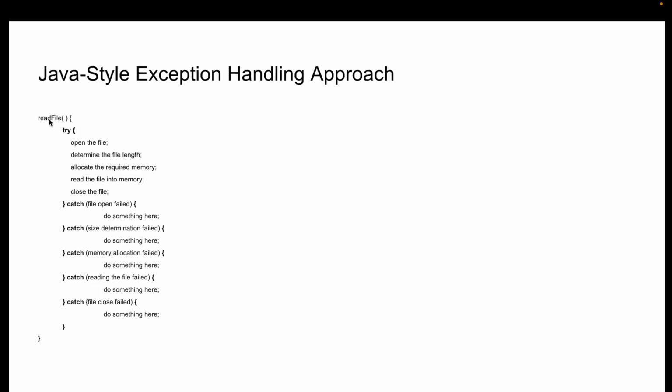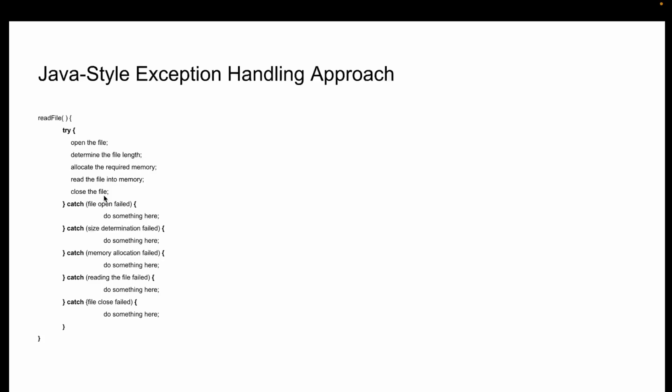See, we have a read file method, which is trying to read through the contents of a file. In a file you have some text written and you are trying to read through it. These are the steps to read through the file, and the user feels there can be a scenario where you might encounter some error while reading. There are five steps: open the file, determine the file length, allocate the required memory, read the file into memory, close the file.